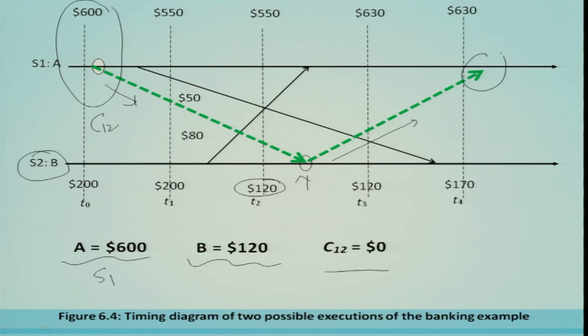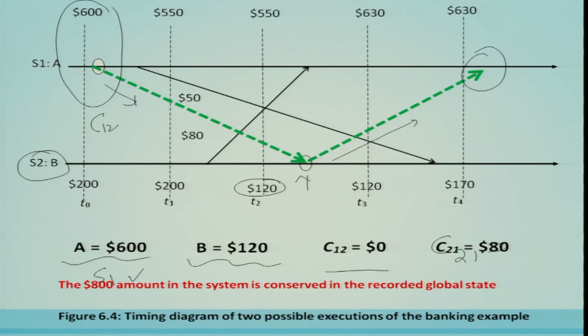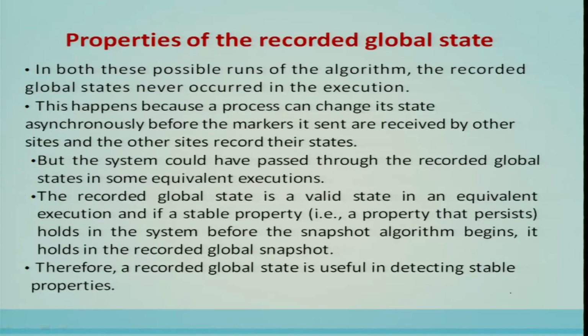The marker will be received by site S1 at this end. Since it has already recorded its state, it will only record the channel state of C21. What will it record as the channel state? It will record the channel state as this amount, that is 80. Now if you sum them, it will become 800, and this is a consistent global state which is recorded by this particular algorithm, and the two examples have clearly shown this.